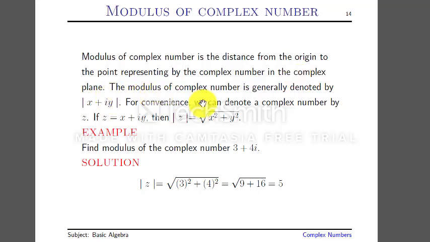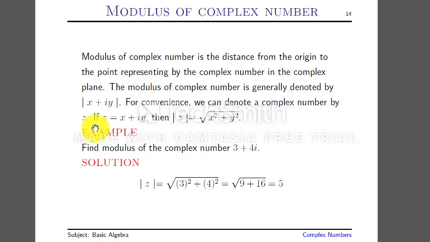The modulus of a complex number x plus iota y is generally denoted by the absolute value. This value will provide us the absolute, positive value, because it provides us distance. Distance cannot be negative. The symbol we use to calculate the modulus is these two lines. We write the complex number z between these two lines. It means the distance of that point in the complex plane from the origin. So, modulus or distance is the same thing. Mod always provides us a distance, always a positive value. For convenience, we can denote a complex number by z.